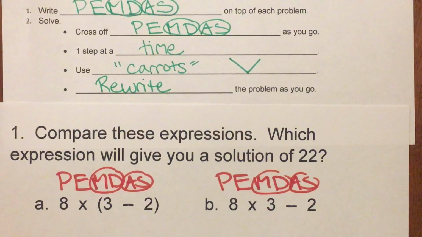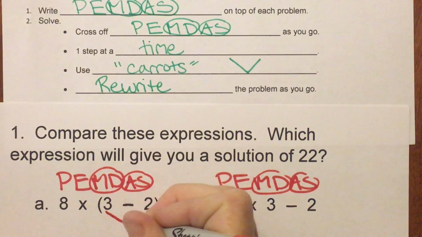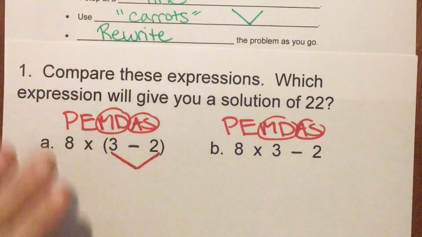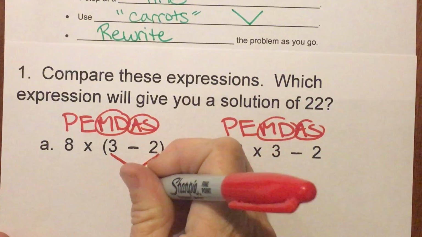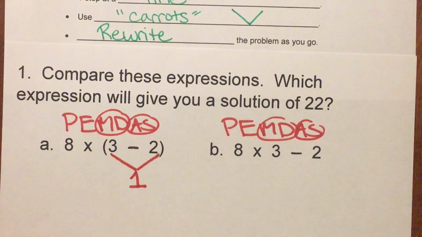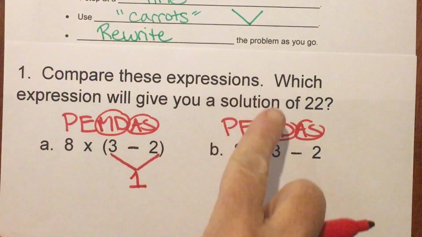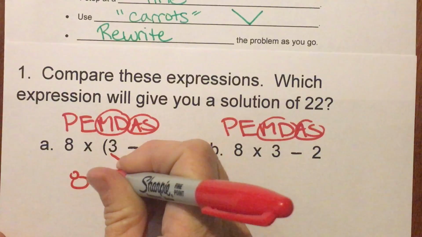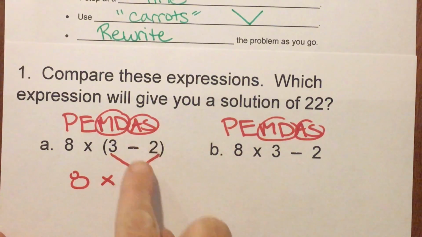Okay, do I have any parentheses? Yes, I do, right here. And there's a problem inside of it. It says 3 minus 2. So I'm going to use what we call a little caret, and I'm going to solve that. 3 minus 2 is 1. So I just did one step at a time using a little caret. Now I'm going to rewrite the rest of the problem. I didn't use the 8, I didn't use the times, but I used all this.